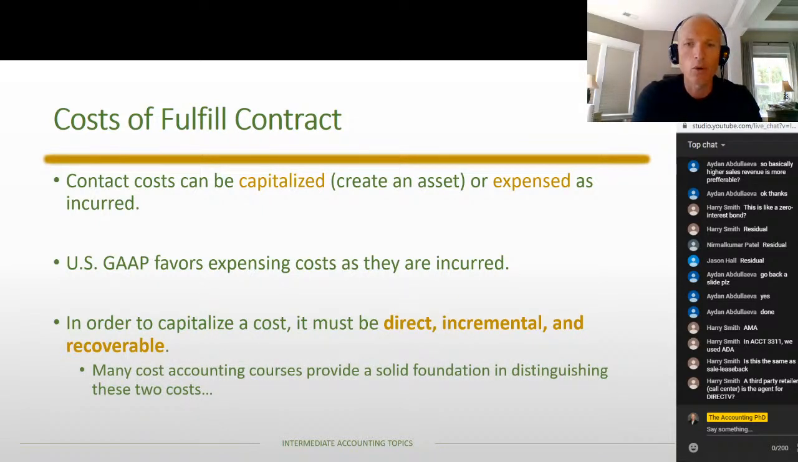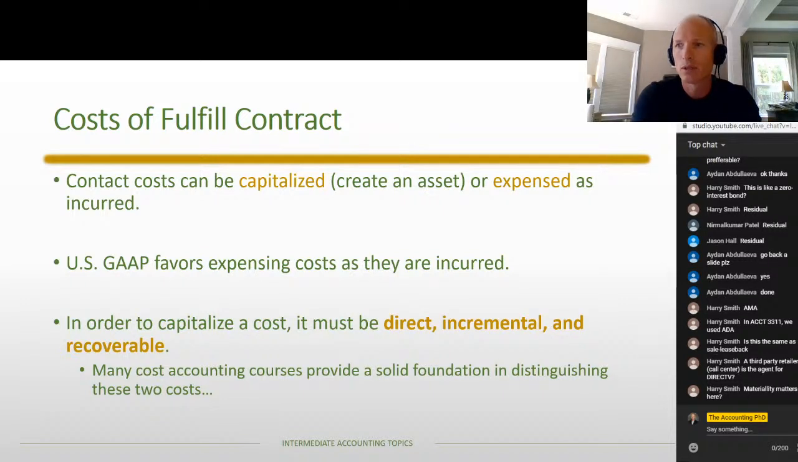Many cost accounting courses are going to give you a solid foundation in distinguishing those two. Materiality matters? Yes, I do think so, Harry. Absolutely. I think immaterial costs are going to be expensed. Material costs could be capitalized if they meet these three criteria. If you take a cost accounting class, they're going to beat this into the ground, though. So I don't spend a lot of time on it here.